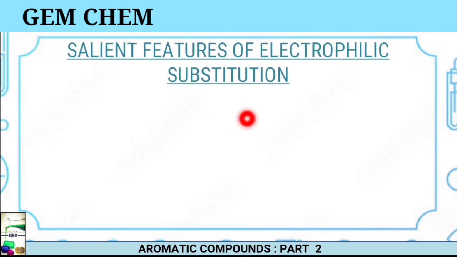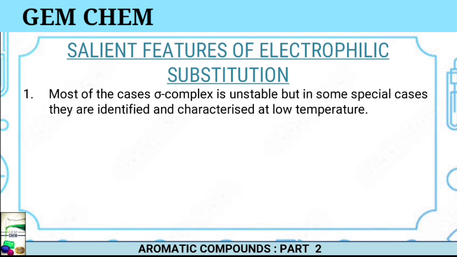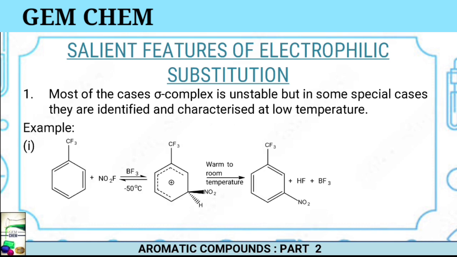Now we are going to deal with the salient features of electrophilic substitution. So first case, what we are seeing is that sigma complexes are generally unstable, but in some cases we can identify these complexes and characterize them at low temperature. One example is this one, where you have a benzene ring with CF3 as substituent.